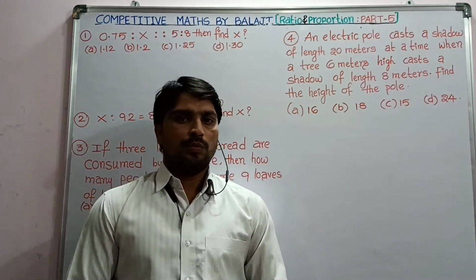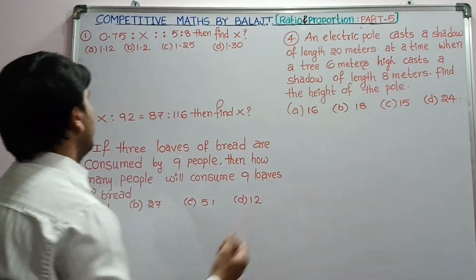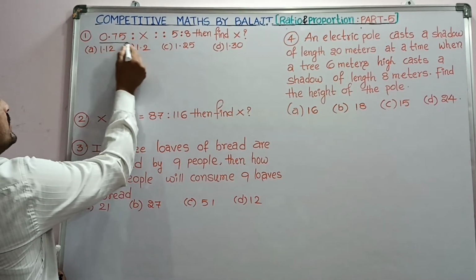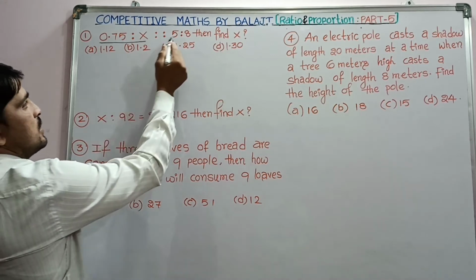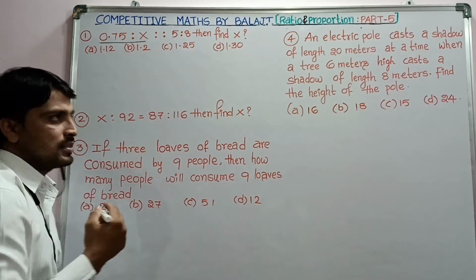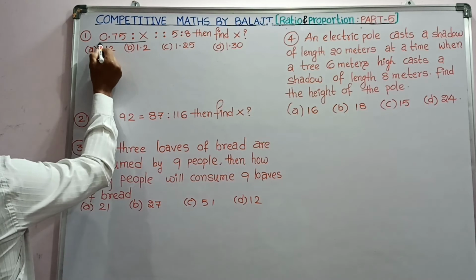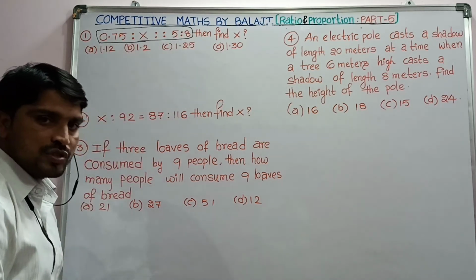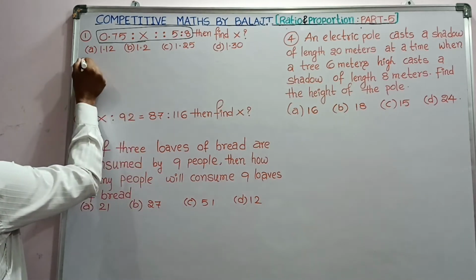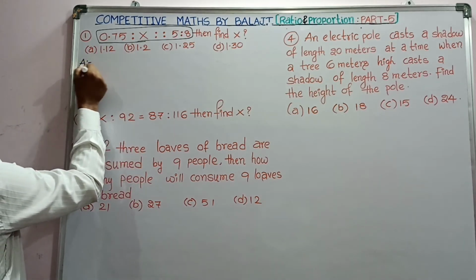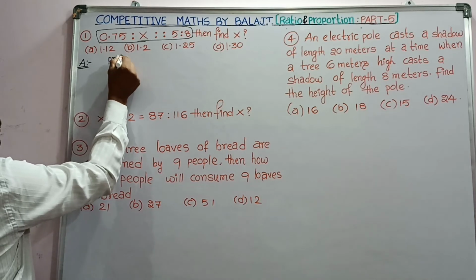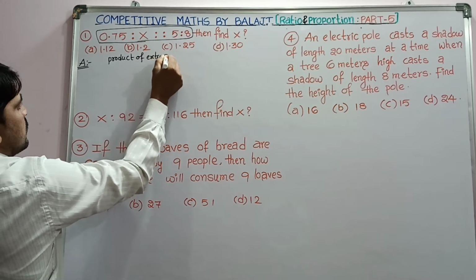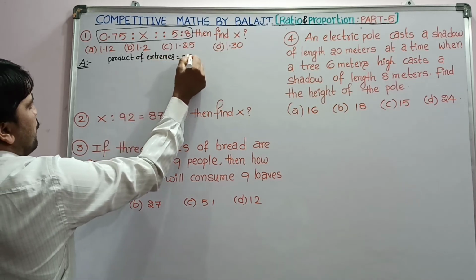Let us see the problems of proportion. First question: 0.75 is to x is as 5 is to 8. Then find x. We know that these four numbers are in proportion. If four numbers are in proportion, then we know that the product of extremes equals the product of means.